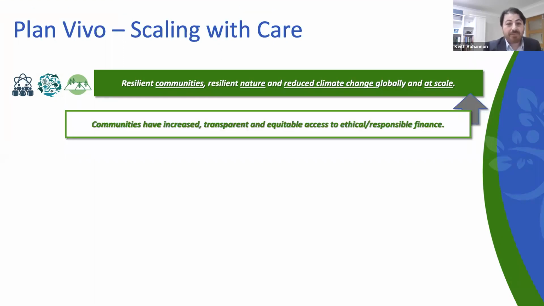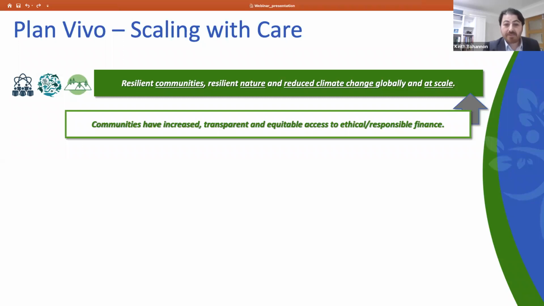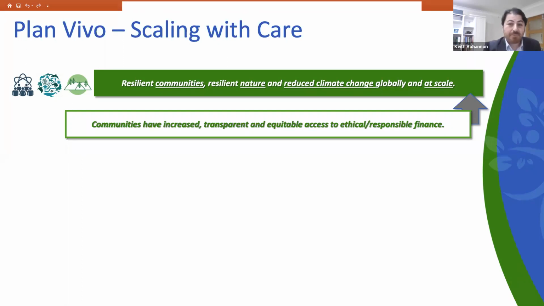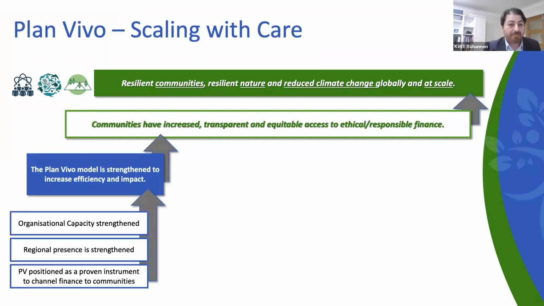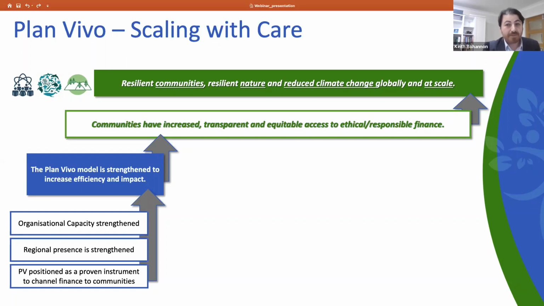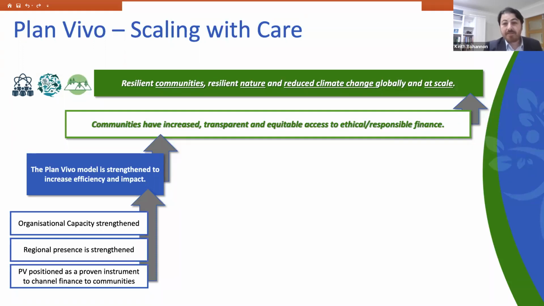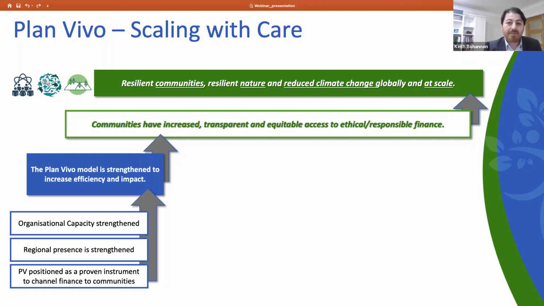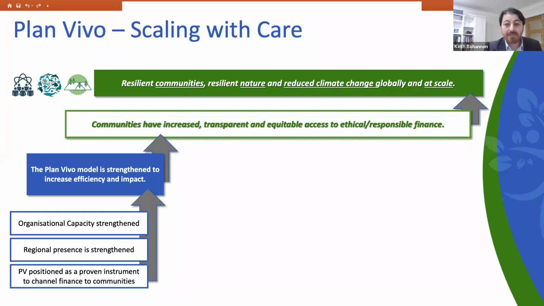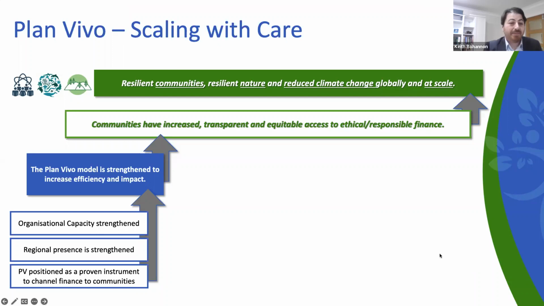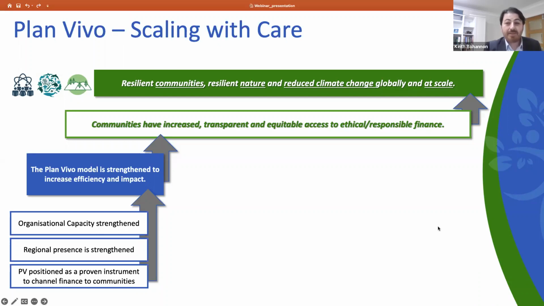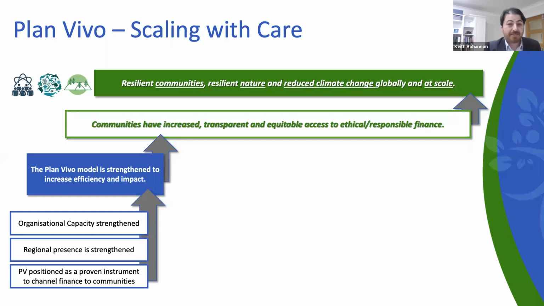We believe the way to achieve that is for communities to have increased, transparent, and equitable access to responsible finance. And at the moment, that's been done primarily through the voluntary carbon market. So one thing we're looking to do is to strengthen the Plan Vivo model. That's growing our organization. It's also growing our regional presence. And it's also looking at positioning Plan Vivo in some of the broader discussions, particularly around policy and around influence in spaces where we can try and create an enabling environment for projects to access these markets.